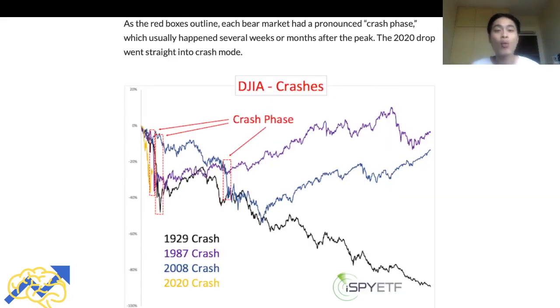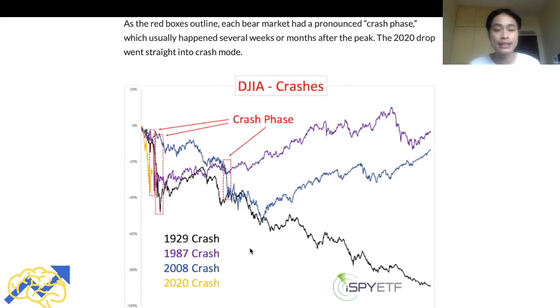The second reason why I believe that this is a bull market trap has to do with this crash phase, right? In every major crash or in every major bear market, there is always a crash phase. So what do I mean by crash phase, right? A crash phase in a bear market or in a recession is where prices experience its largest drop in that recession or bear market, right?